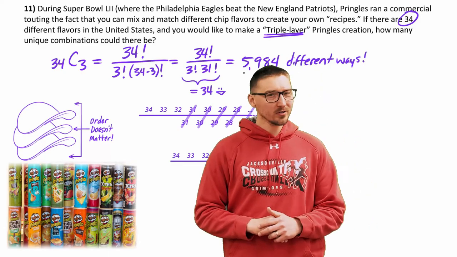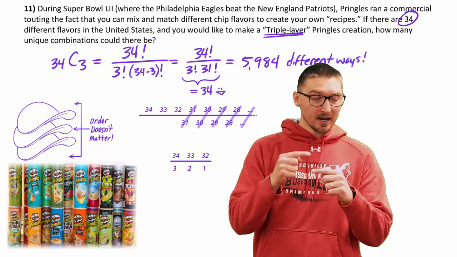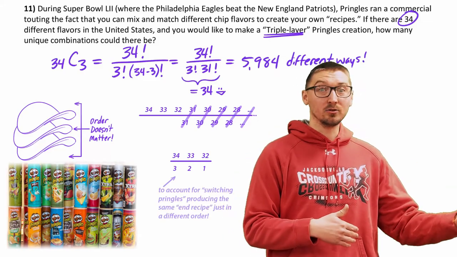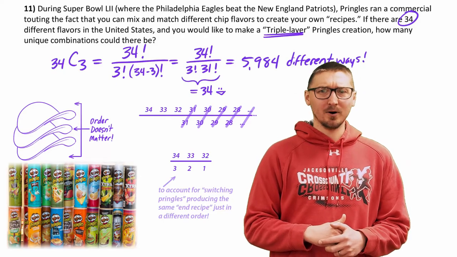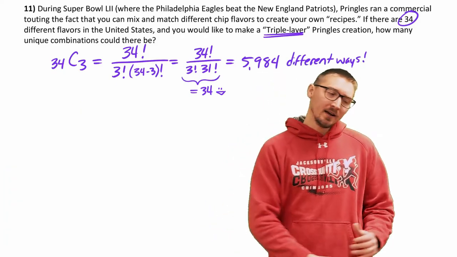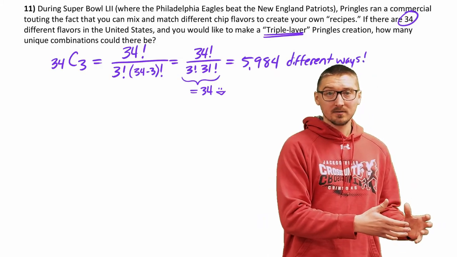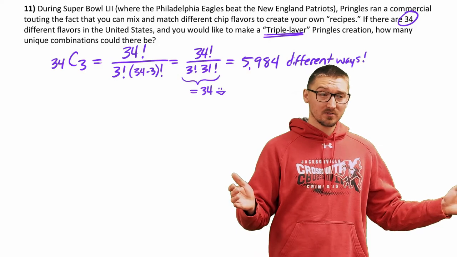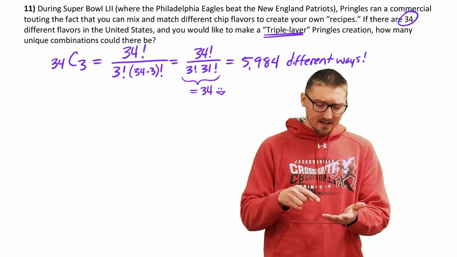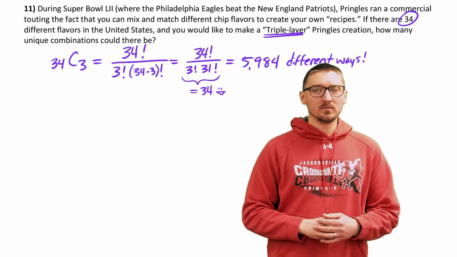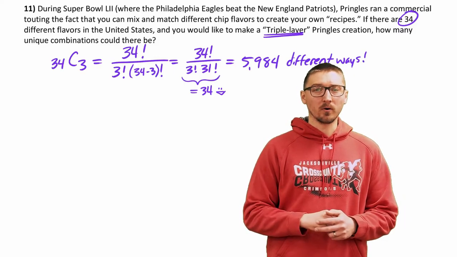And remember, the order doesn't matter, and so switching where a Pringle is in the stack, I don't care. I'm not going to dedicate a new page to that, because it's bogus. That's silly. Why would I do that? So permutations have their place, and combinations have their place. But because we are not stacking up all 34 different chips, and we're stopping early, that's going to limit us here to a combination or a permutation. Just have to make that choice between order or not.